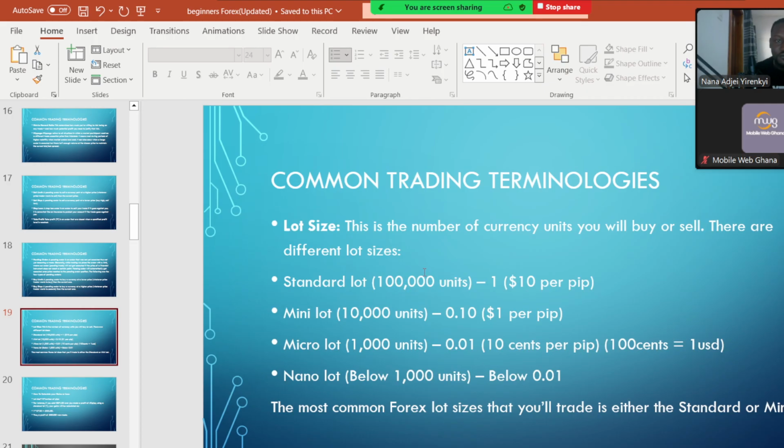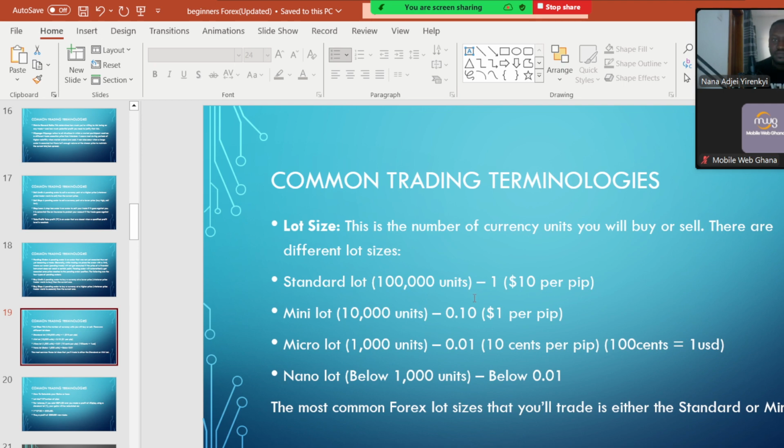Okay, so we have four main types of lot sizes. The lot size determines the number of currency units that you will buy or sell. The first one is what we call the standard lot. A standard lot means that you are buying 100,000 currency units. If price moves just a single pip, you are going to earn or lose $10 per pip. If it moves 10 pips in your favor, you are going to earn $10. If it moves 10 pips against you, you are going to lose $10 on that particular trade.